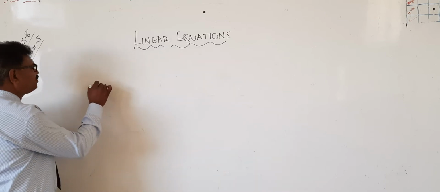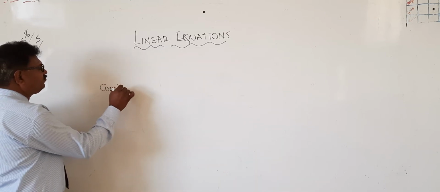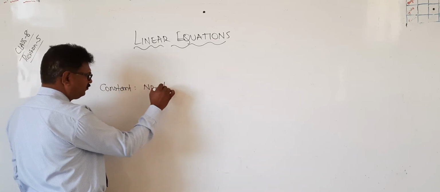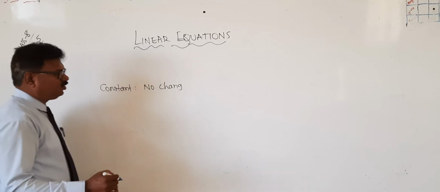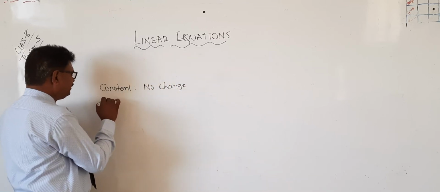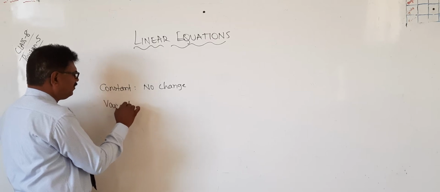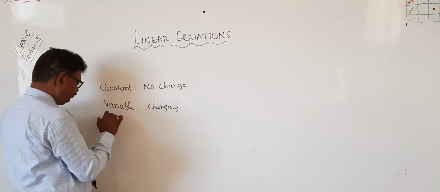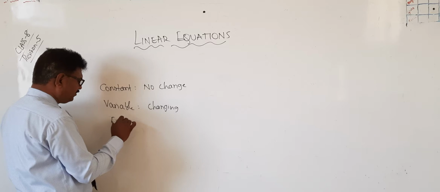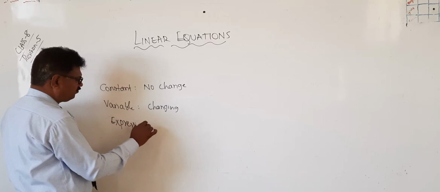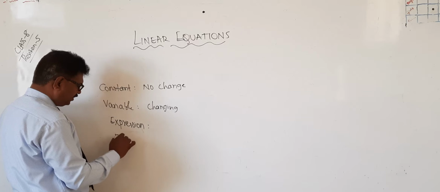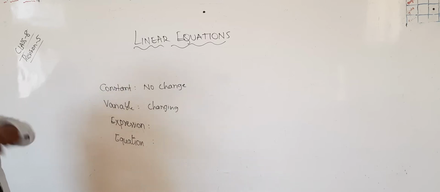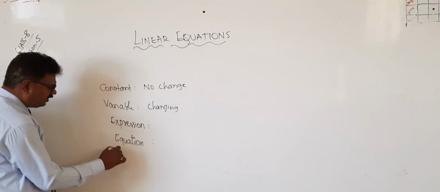Very simple. First one is constant. Constant means no change. Next one is variable. Variable means changing. Next, expression. Next, equation. So these all four are very important. Equation, and afterwards linear equation.